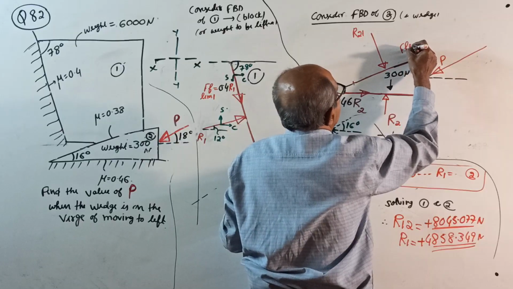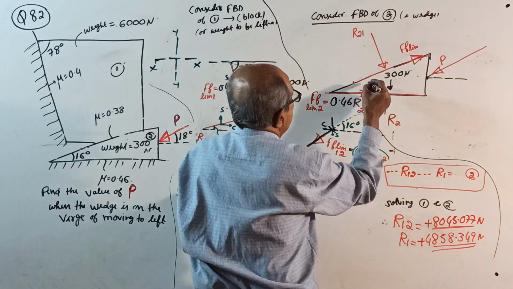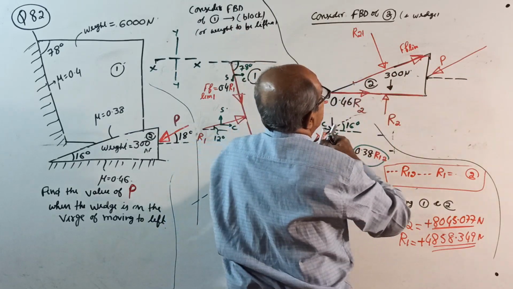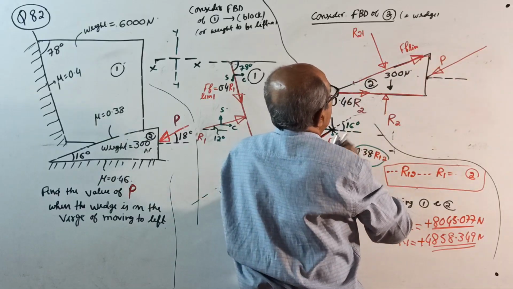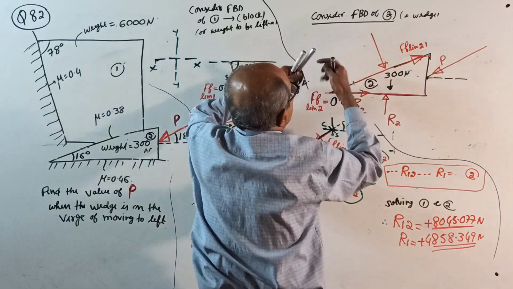F_F limit for, this is your 2. I should write here, this is your 2. F_F limit for 2 from 1. From 1, R2, see this is R21.